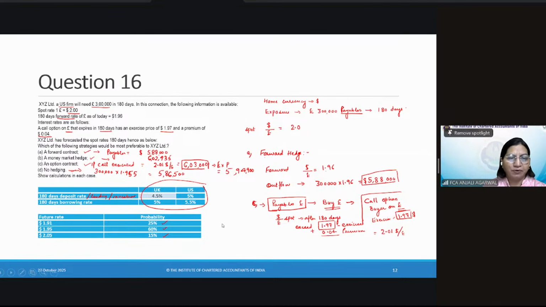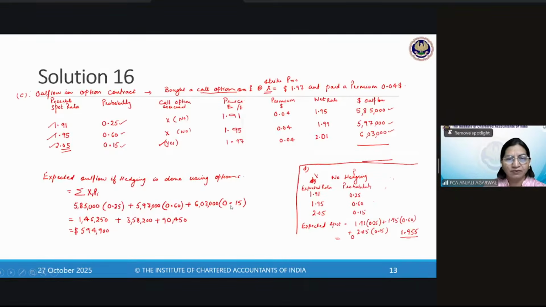One more very important thing. While doing an option contract, you cannot say that the expected rate is 1.96 as we have calculated here, 1.955, therefore the option will not be exercisable. You cannot just compare 1.955 with 1.97. Okay, that would be a mistake.